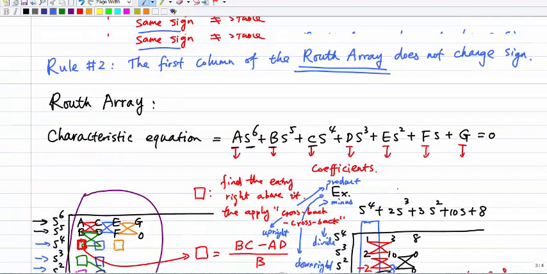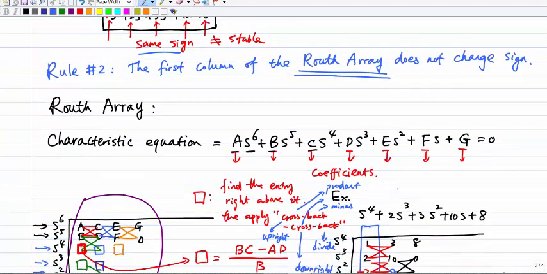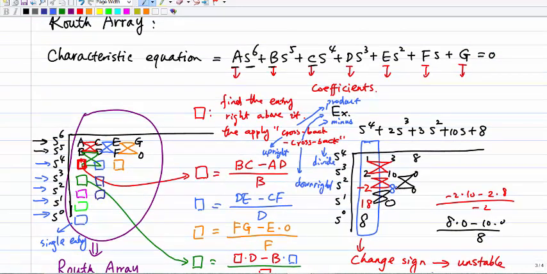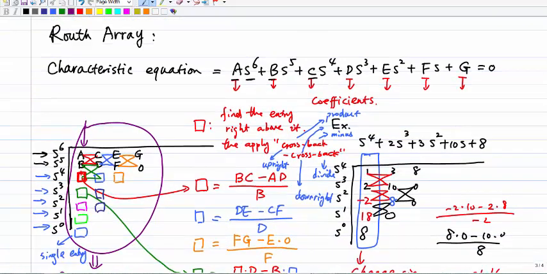So what it says here is the first column of the Routh array. When you look at the first column, it's what happened over here. This is the first column. If the first column doesn't change the sign, it's stable. If the first column changes the sign, it's not stable, okay? All right. To give you an idea about how we do that, I want to give you an example so it's easy to know, okay?